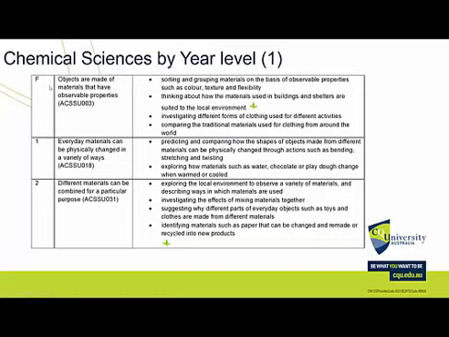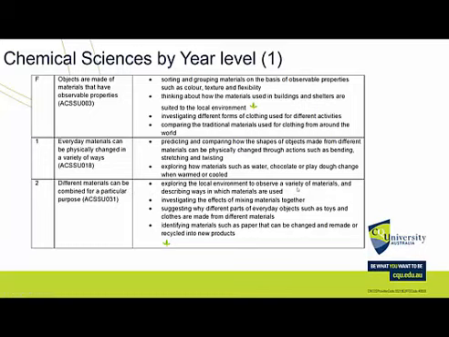So when we look at the foundation year, for instance, we can see that objects are made of materials that have observable properties, and we've got the standard 003 there. At level 1, the standard 018. Everyday materials can be physically changed in a variety of ways, and some of the ways we can look at that is predicting and comparing the shapes of objects made from different materials. How they can be physically changed through bending, stretching and twisting. A lot of fun. Exploring how materials such as water, chocolate or Play-Doh can change when warmed or cooled. And again, standard 031. Different materials can be combined for particular purposes.